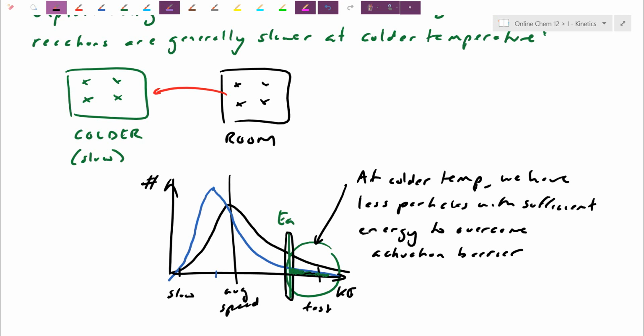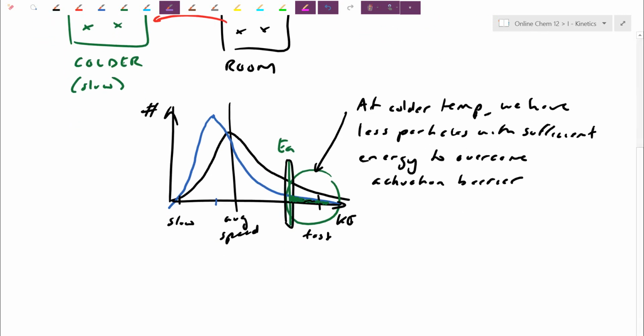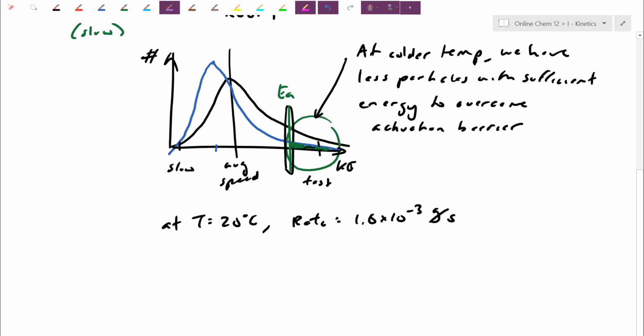Remember, for a rule of thumb, what we ended up saying is that for every 10-degree change, it usually doubles the rate. So if I just put some numbers to this, for argument's sake, let's say at room temperature, at a temperature of 20 degrees, the rate was measured to be 1.6 times 10 to the negative 3 gram per second. I just randomly listed off that number there. What if I cool this down to 0 degrees? Cooling it down to 0 degrees would be dropping it 10 degrees once, dropping it 10 degrees again.